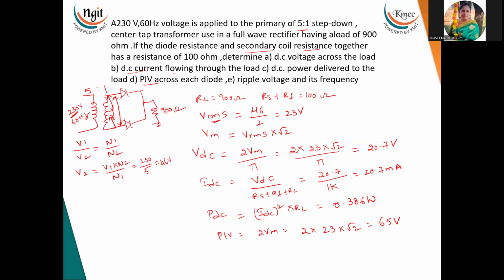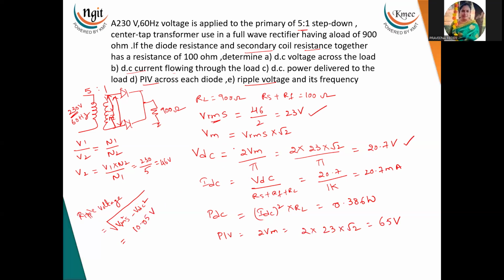Now next one is the ripple voltage. Ripple voltage is equal to, it is not the ripple factor, it is a ripple voltage. It is nothing but a AC RMS voltage. That is under root of VRMS square minus VDC square. Now you have a RMS value at the secondary and you have the VDC. Just you take the square of these two and subtract and take under root. Then you will get the ripple voltage is equal to 10.05 volts.